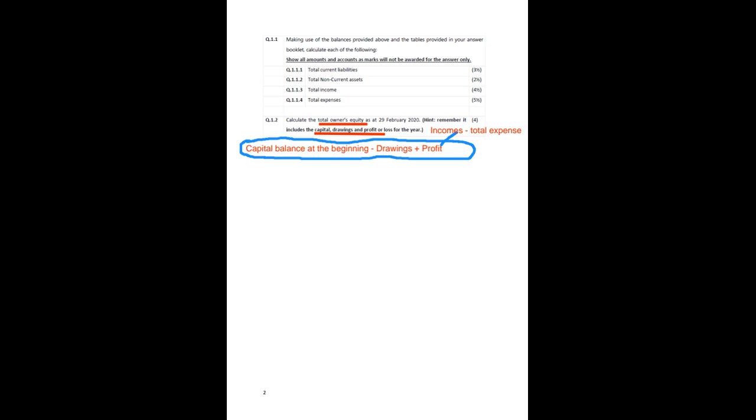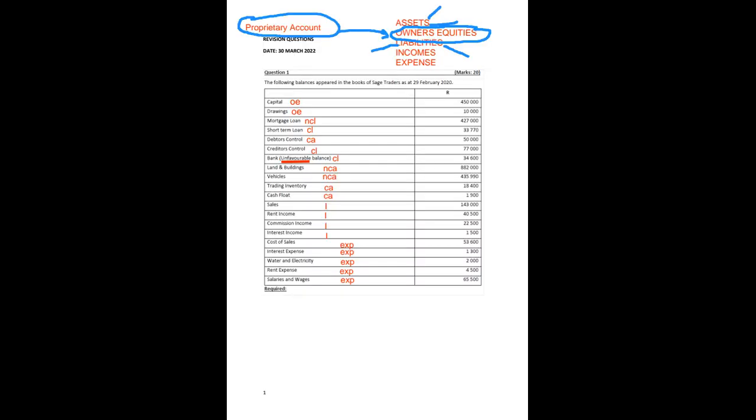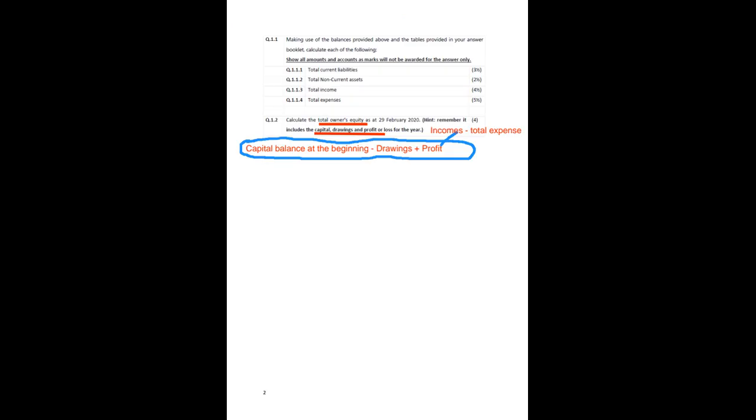Yes, sir. So in our case, I'm going to go back. Now, can you see our capital here is 450, meaning I'm going to take 450 as my capital. For example, my capital balance in this case will be 450. Can you see now? And then I will minus drawings.